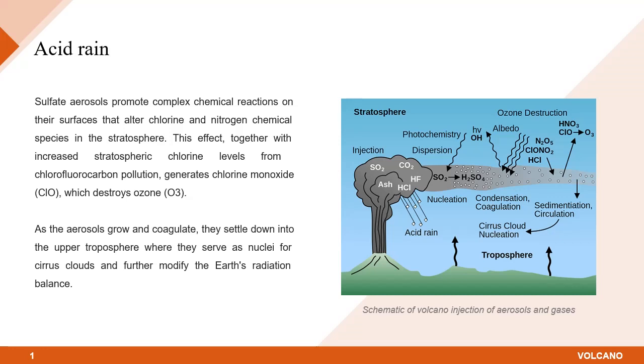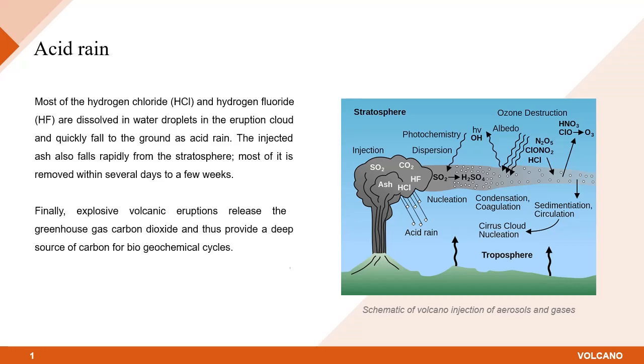As the aerosols grow and coagulate, they settle down into the upper troposphere, where they serve as nuclei for cirrus clouds and further modify the Earth's radiation balance. Most of the hydrogen chloride and hydrogen fluoride are dissolved in water droplets in the eruption cloud and quickly fall to the ground as acid rain. The injected ash also falls rapidly from the stratosphere. Most of it is removed within several days to a few weeks.